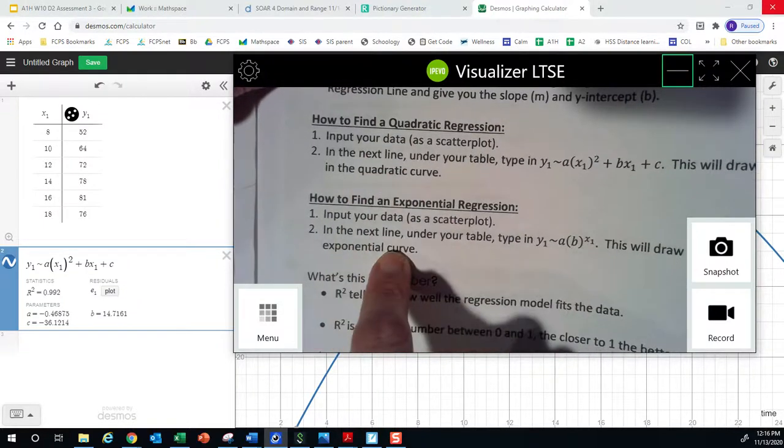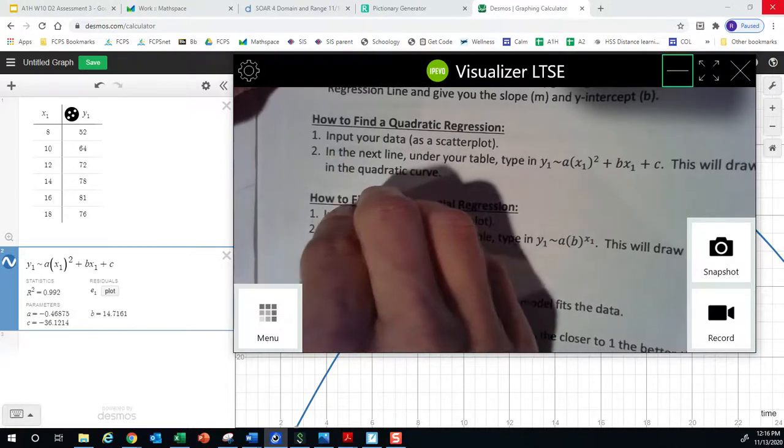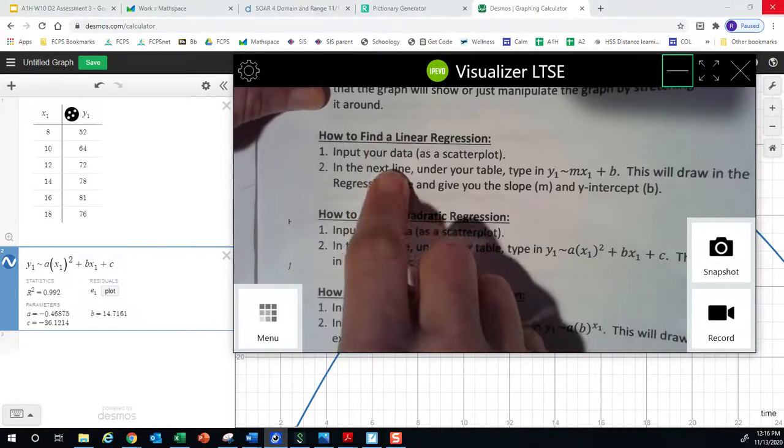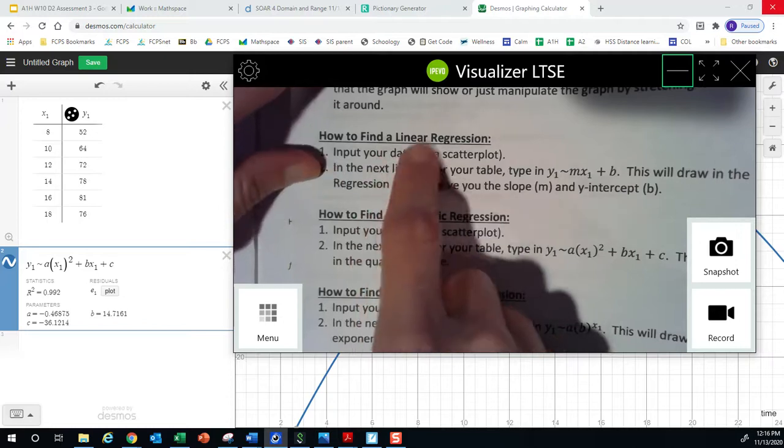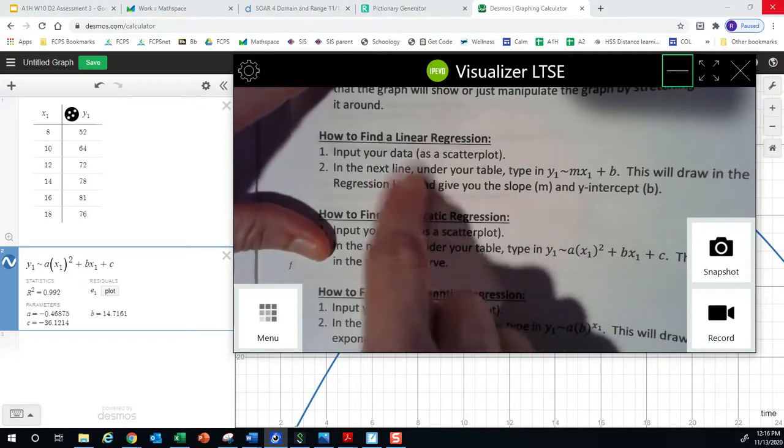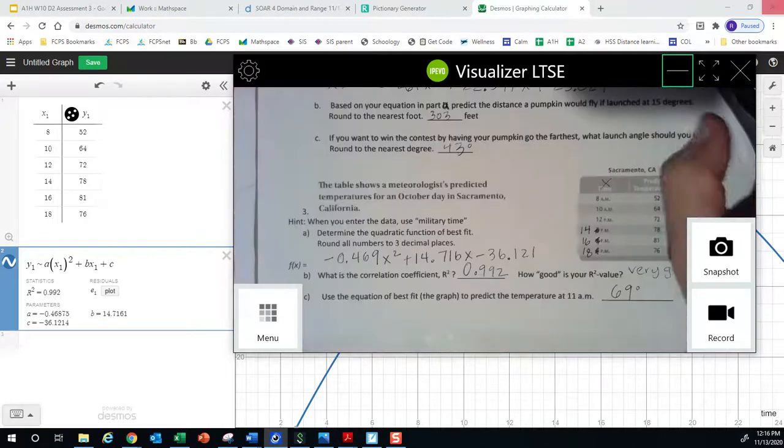We didn't talk about exponential regression, that's for later in the year, but I just kept it on the same piece of paper. And then a linear regression, you've done those before, but this gives you the directions on how to do a linear regression in Desmos. Okay, see you next class.